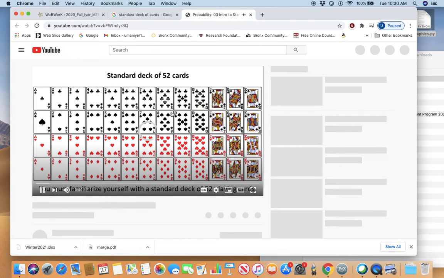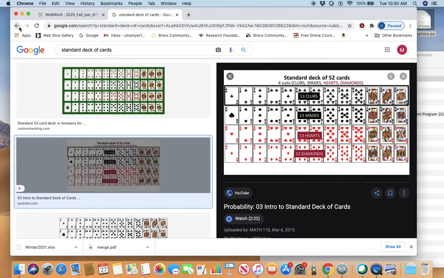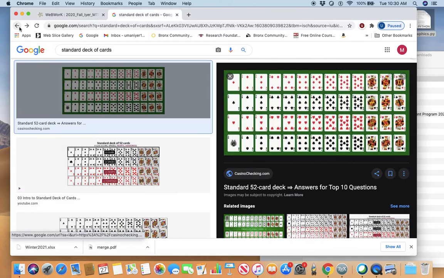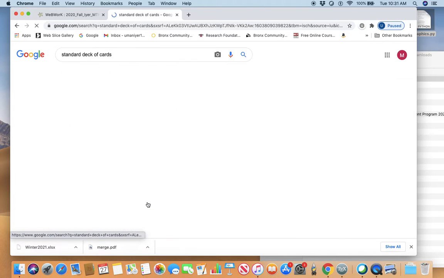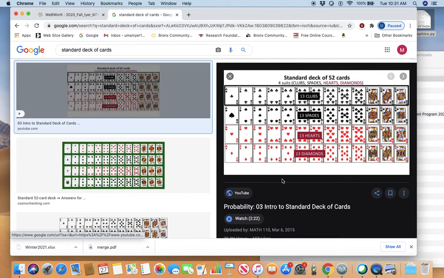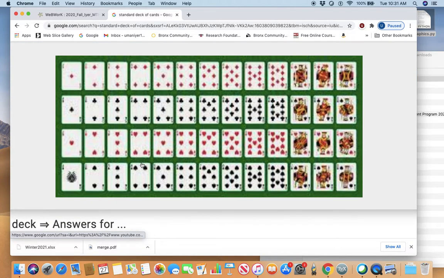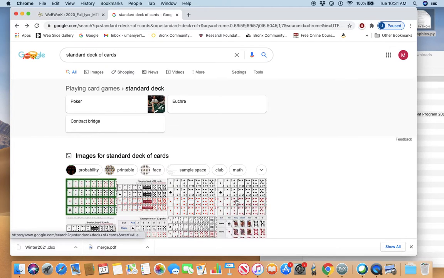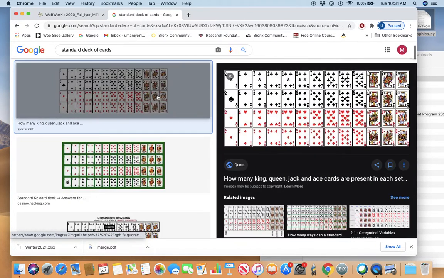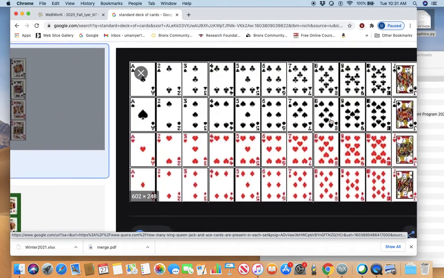Oh, it's gone to YouTube. So I don't want a YouTube video. That's also a YouTube. Let's look at this picture. Okay. So that's spades, hearts, clubs, and those are diamonds. I hope the picture is clear. Let's get another set of pictures. That's better. That's even better.